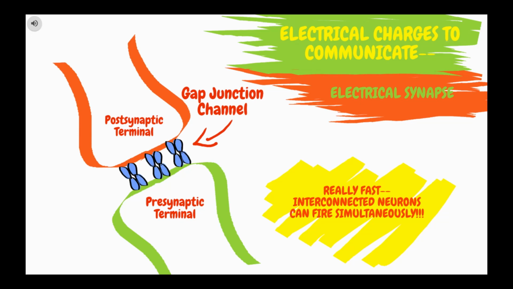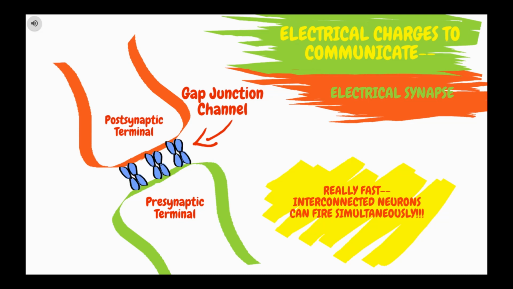Though we have been talking a lot about neurotransmitters and how they help neurons communicate, it's important to note that sometimes neurons do not communicate using neurotransmitters. Another way in which neurons can communicate is by having an electrical charge pass directly from one neuron to another. This is known as an electrical synapse.